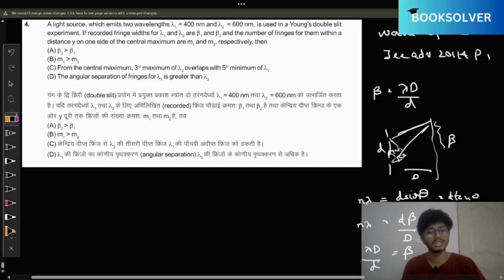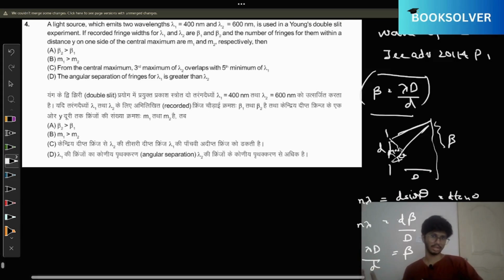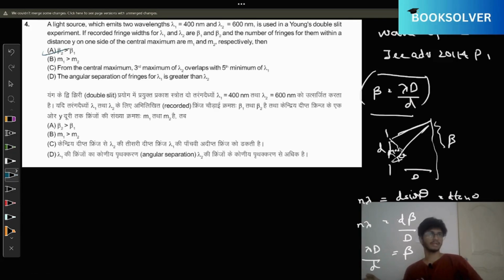The minimum means n is equal to 1. So from here you get the value of beta as lambda D by d. Right. So it is directly proportional to lambda because capital D and small d are constants. So out of lambda 1 and lambda 2, lambda 2 is greater, so beta 2 is greater. Now see, eventually if beta 2 is greater, then m2 will be lesser.